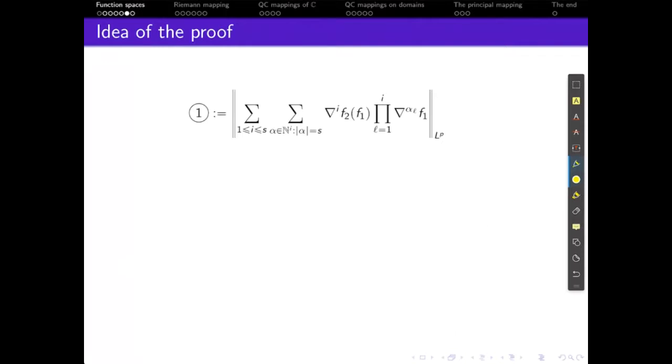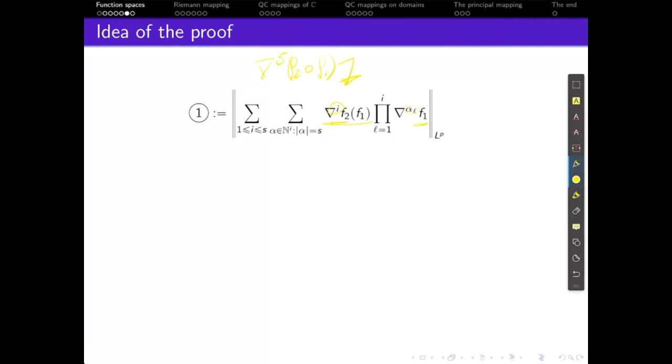What we have here now is we take absolute values, so we forget about these indices and these coefficients, everything. We just care about the number of derivatives. So we have I derivatives for the second function f2, and just alpha derivatives for the first function f1. And now we want to see that this is in L^p. This will be like this derivative of order s of f2 composed with f1. Okay, this is what we have here. We need to see that this is in L^p. Okay, let's see that this is true.